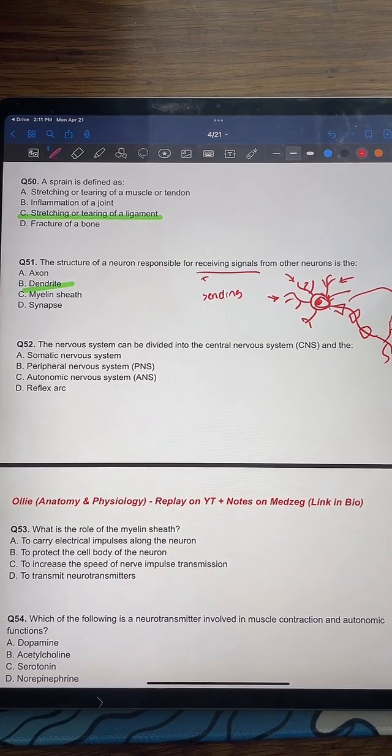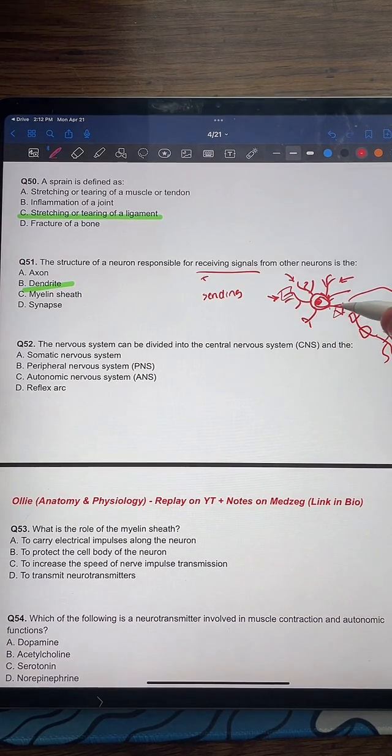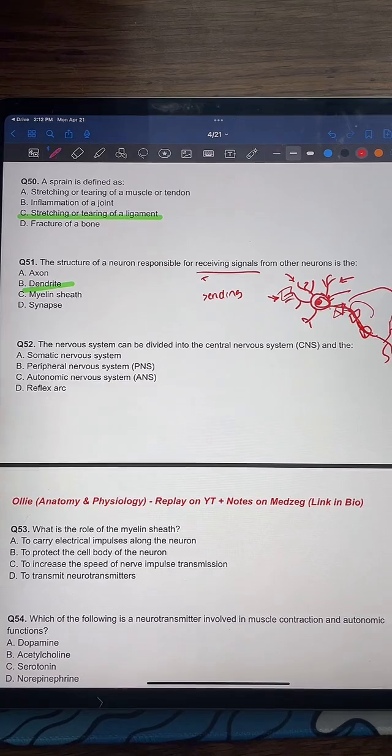And the synapse is the area between two neurons where the signal is transmitted, but it's not necessarily where it is received directly. It's received directly through the dendrites. The myelin sheath is going to speed this up, which answers 53, but we'll get back to that in a second.